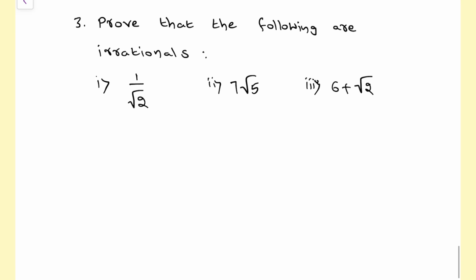Moving to the next one, third bit. Prove that the following are irrational numbers. So let us take one number at a time and try to prove it. The first question is given as 1 divided by root 2. It's very easy. Let us take the first one and solve that, then after we'll move to the next one, then another one. Okay, 1 by root 2.